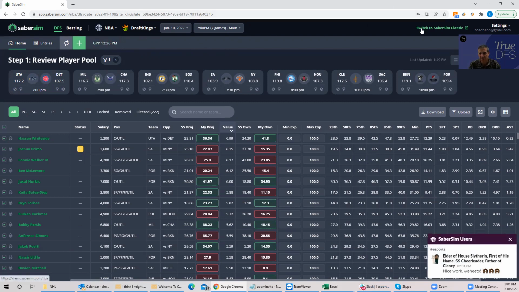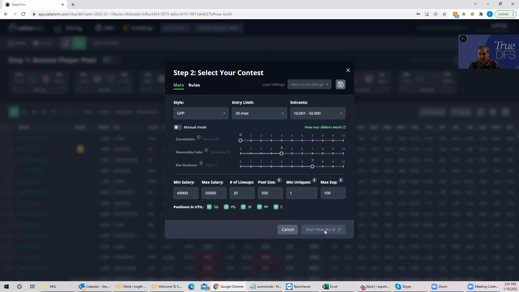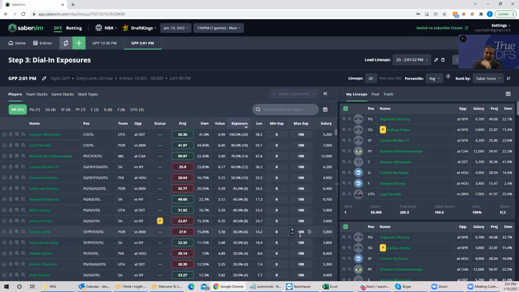That being building good GPP lineups. So let's fire this off. I did one already, but just to show you that I'm doing it live here, let's fire off another one with about a 20 max setting. That means you're going to get some upside, some low owned stuff, but it's not going to be that brutal. So when I do it like this, what do I get?